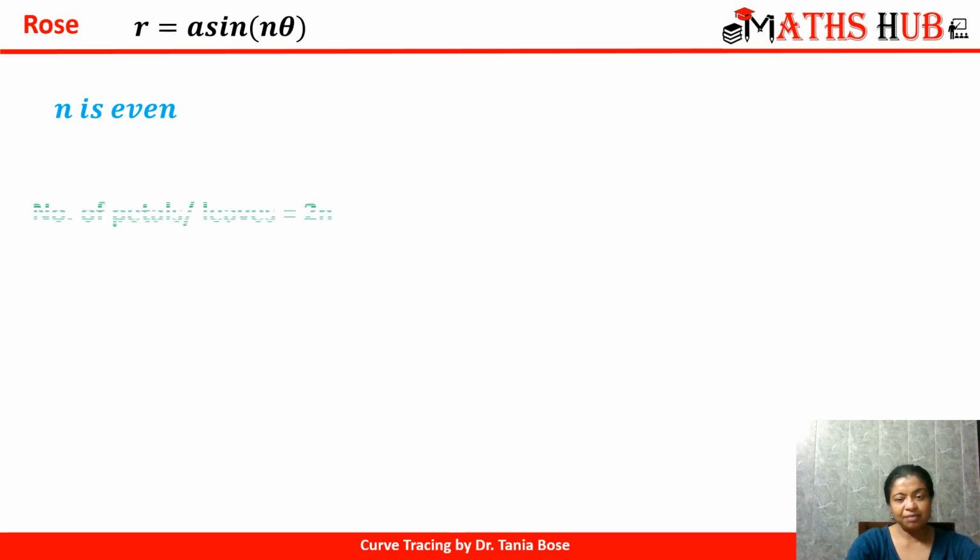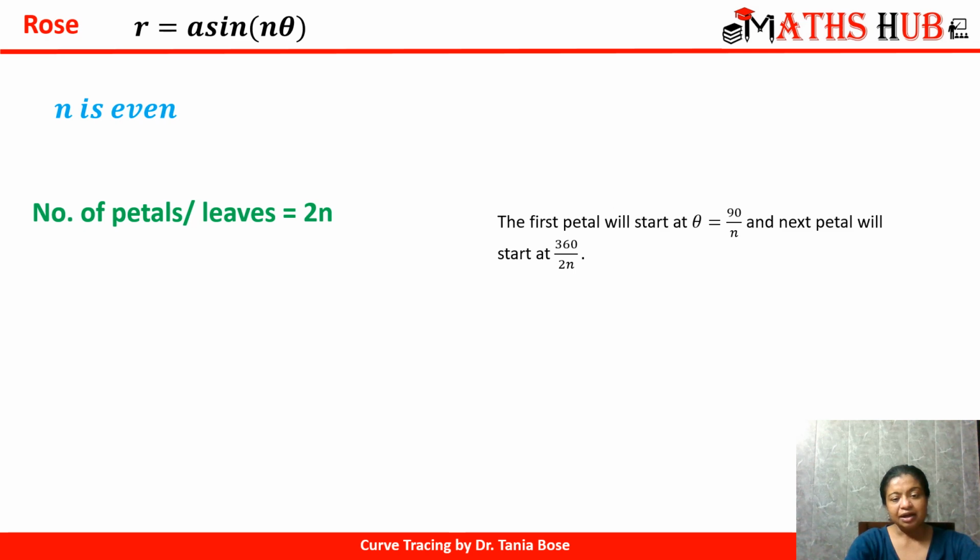Okay. So now we move on to the next one, when n is even. Now, when n is even, the number of petals will become double. So the number of petals will be 2 times n now. Here the first petal will occur at 90 by n, so that's the same thing. But now the shift will be with an angle of 360 by 2n. It will not be 360 by n now, it will be 360 by the total number of leaves, right?